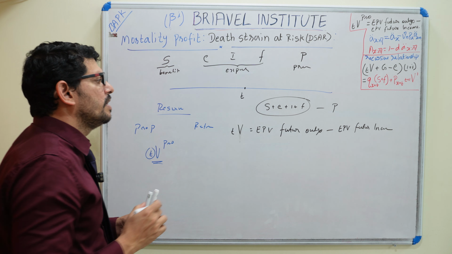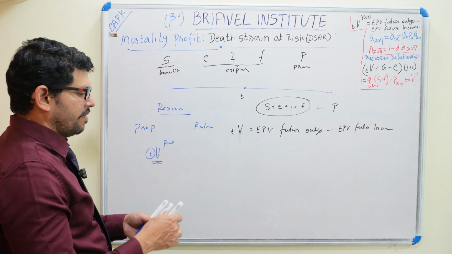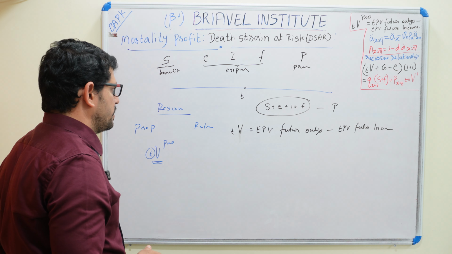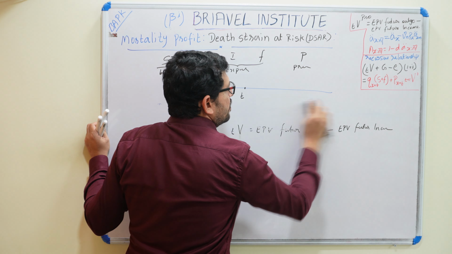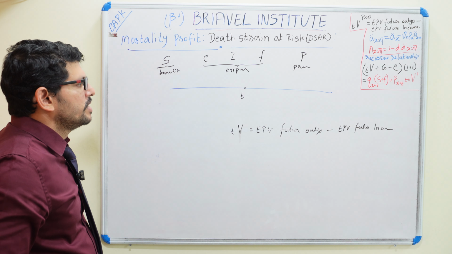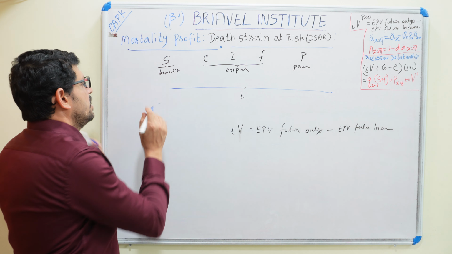So this way we calculate the prospective reserve. For example, we can calculate one prospective reserve for a 45-year-old person. You can just remember this much: in many classes we have already calculated prospective reserves, so here we can just revise.